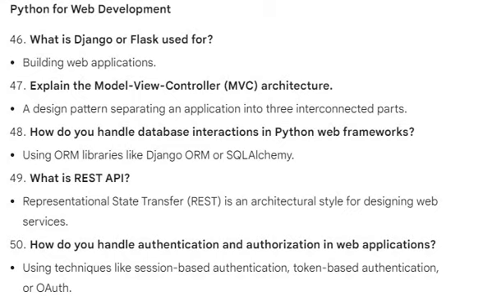Using ORM, Object Relational Mapping libraries like Django ORM or SQLAlchemy, to handle database interactions. What is REST API? Representational State Transfer is an architectural style for designing web services.